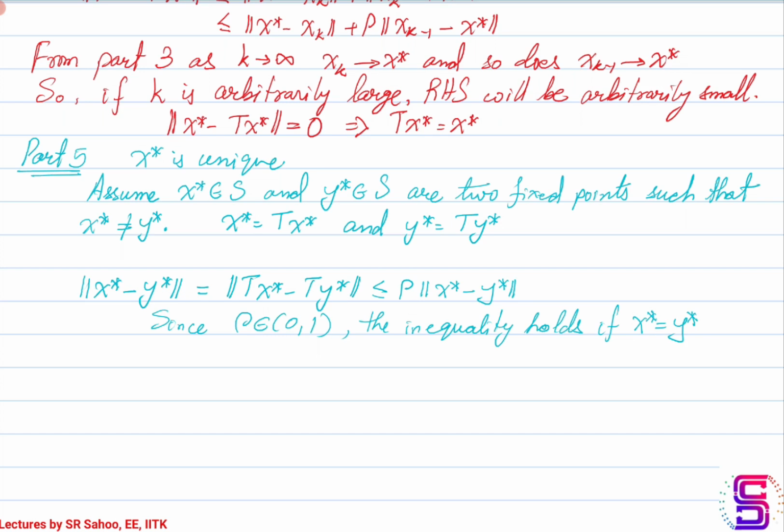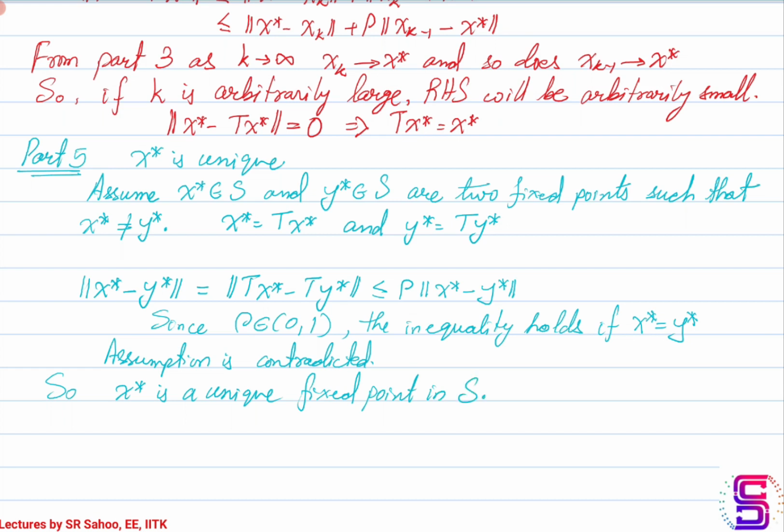That is, the norm of x star minus y star is 0. Okay, now since apart from x star, the other fixed point that we had chosen was a randomly chosen point y star, and we ended up showing that x star is equal to y star, our assumption is contradicted. So x star is a unique fixed point in S.